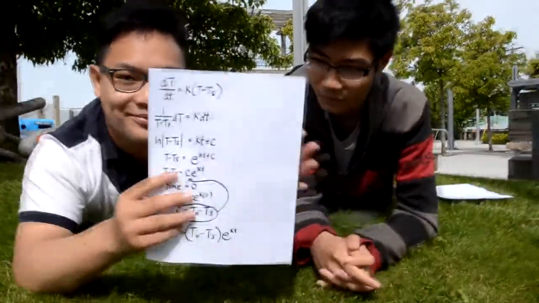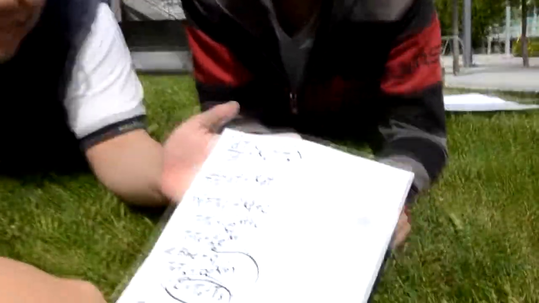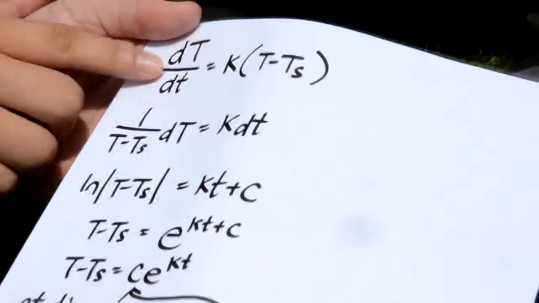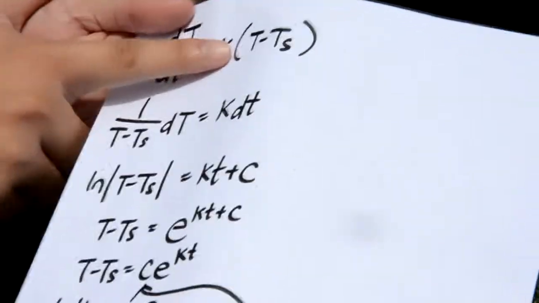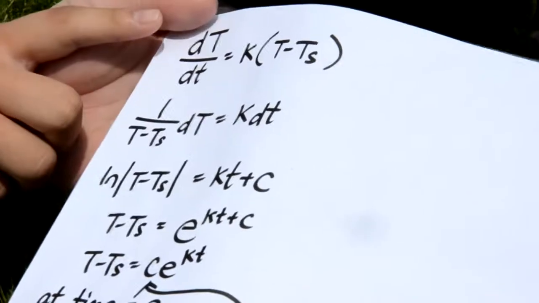So, Newton's law of cooling. First you have to know that the rate at which an object is cooling or warming is proportional to the difference between the temperature of the surrounding and the temperature of the object. So we can set up a differential equation. We have d temperature over d time proportional to the difference between the object and the surrounding.